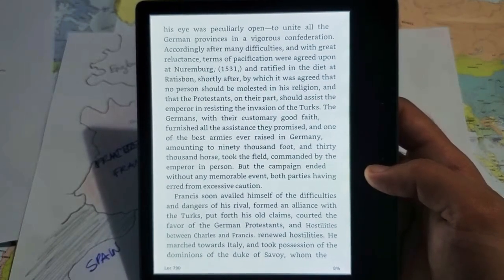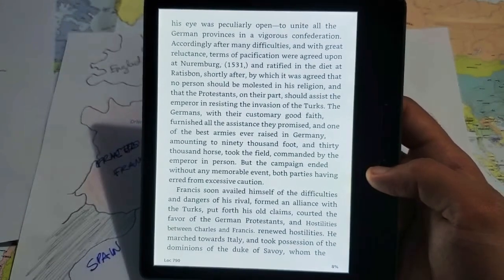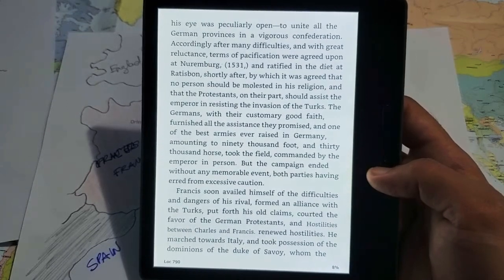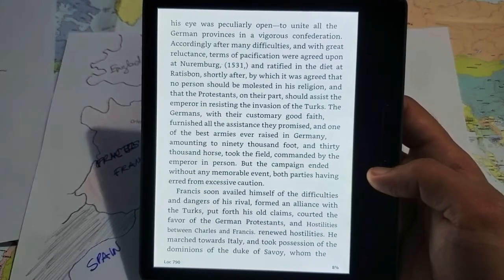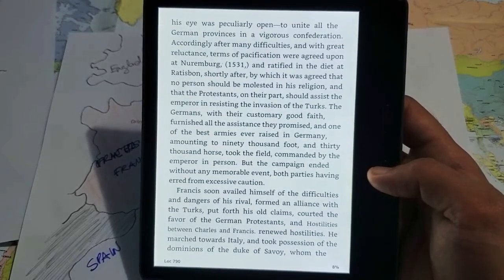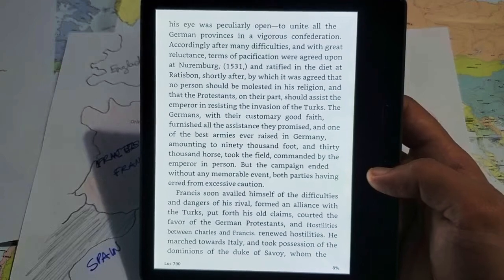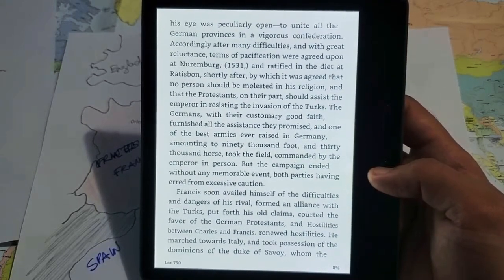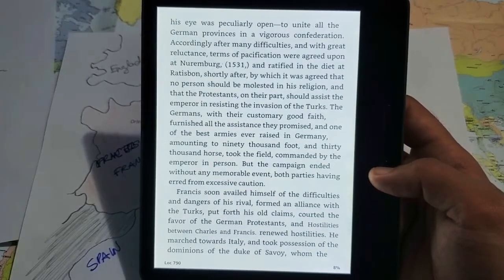and ratified at the Diet at Ratisbon shortly thereafter, by which it was agreed that no person should be molested in his religion, and that the Protestants on their part should assist the emperor in resisting the invasion of the Turks. The Germans, with their customary good faith, furnished all the assistance they promised, and one of the best armies ever raised in Germany, amounting to 90,000 foot and 30,000 horse, took the field, commanded by the emperor in person. But the campaign ended without any memorable event, both parties having erred from excessive caution.